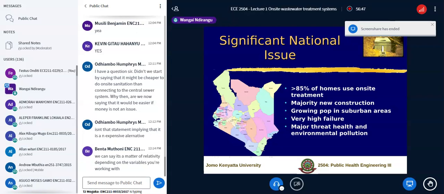And then, because of limited professional input, we have a very high failure rate. When you go outside Juja, outside the university, and you look at the number of septic tanks and a lot of areas where the wastewater is flowing on the surface, it is a sign of failure in the system. And therefore all this becomes a major threat to environmental health. And that's why we are discussing these issues.